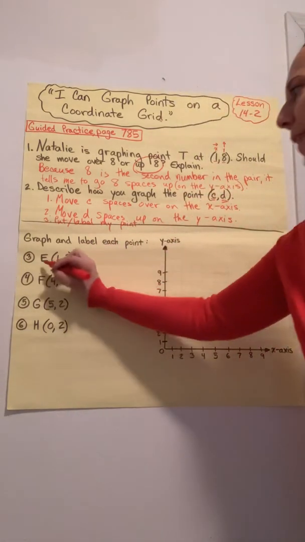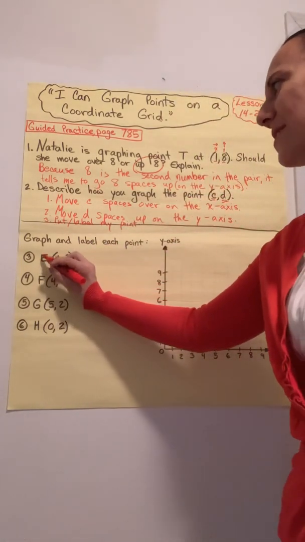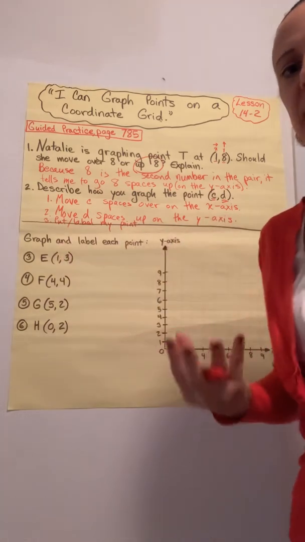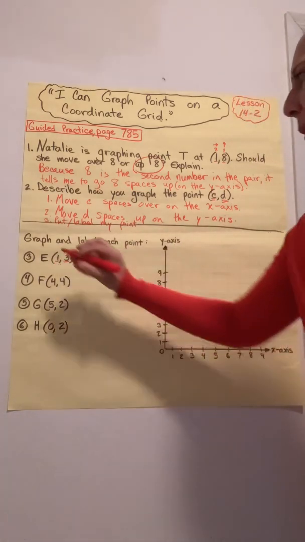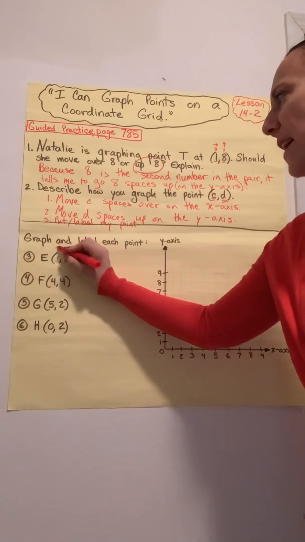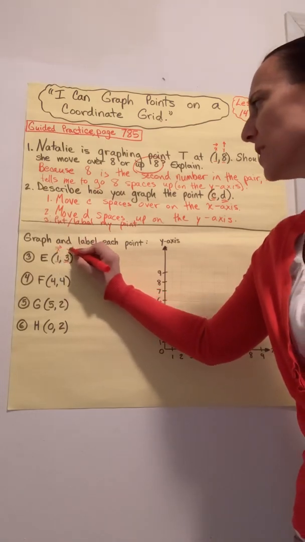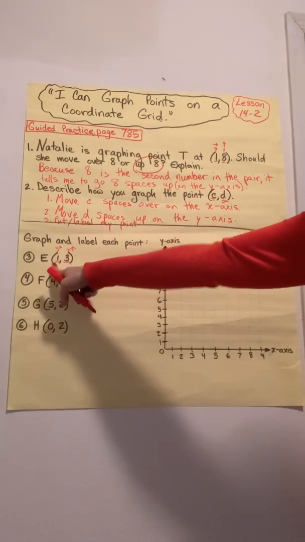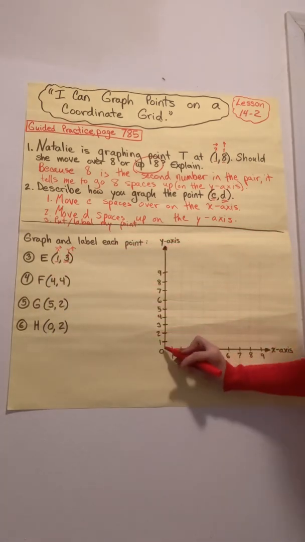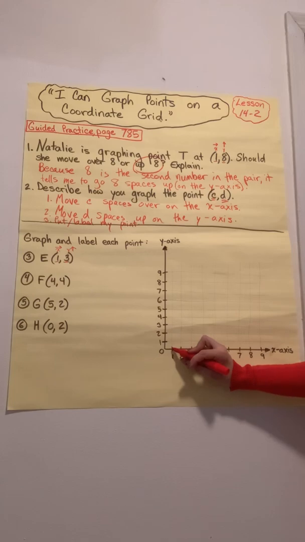Okay, so my first point I want to put on the grid is labeled point E. That's just the letter they gave it, its name. And its ordered pair is 1, 3. So again, I know this one is X going sideways and this one is Y going up. So I'm going to move 1 space over on the x-axis, so instead of 0, I'm going to be at 1. And I'm going to move 3 spaces up on the y-axis.